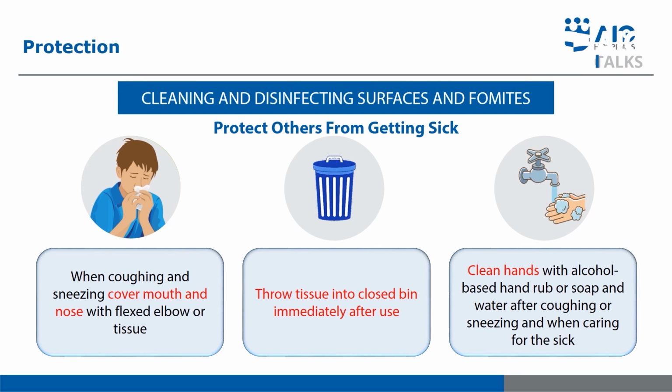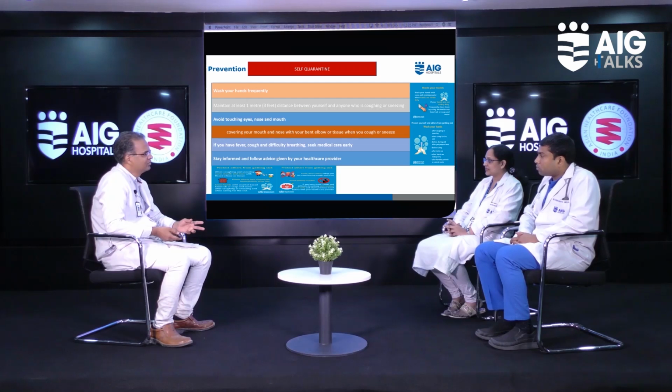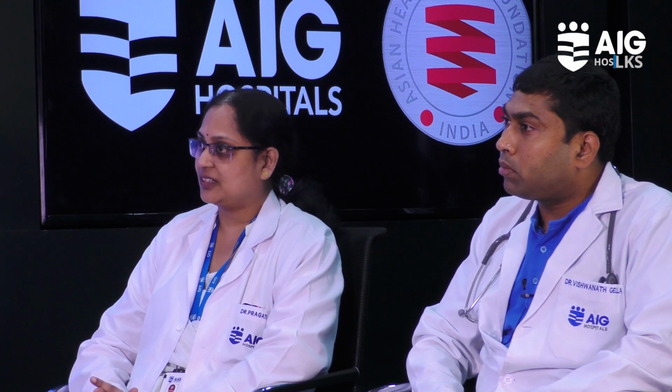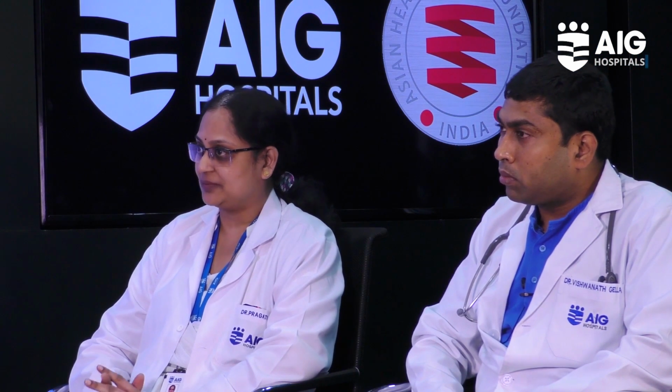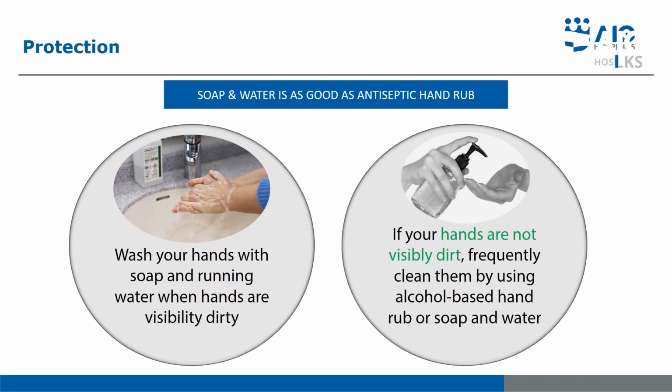And more important is frequent hand hygiene. They should wash their hands thoroughly with soap and water. Hand wash is the primary, most important. Is there any superiority with hand rub versus soap and water? So always washing hands with soap and water is the best method. It's superior over the hand rubs.